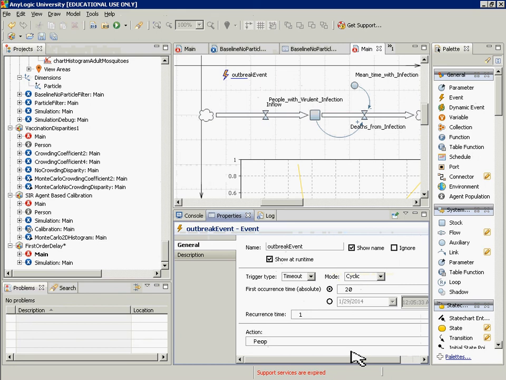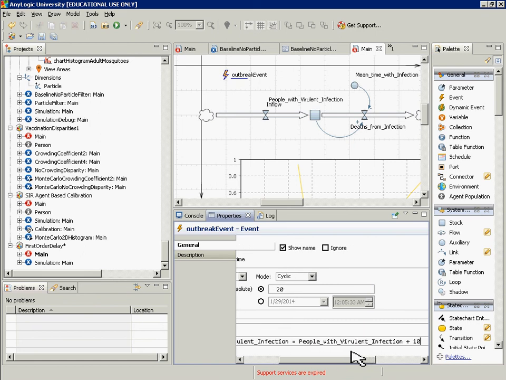Isn't there a quicker way I could do this? People with virulent infection equals people with virulent infection plus 100. Speak to me. How could I do that more succinctly? Plus equals. Thank you. People with virulent infection plus equals 100. I'm going to just have this event going on periodically that perturbs this. It suddenly adds people in. It's outside the scope of the model and so on. Just have it kick it in as if suddenly people are getting affected.